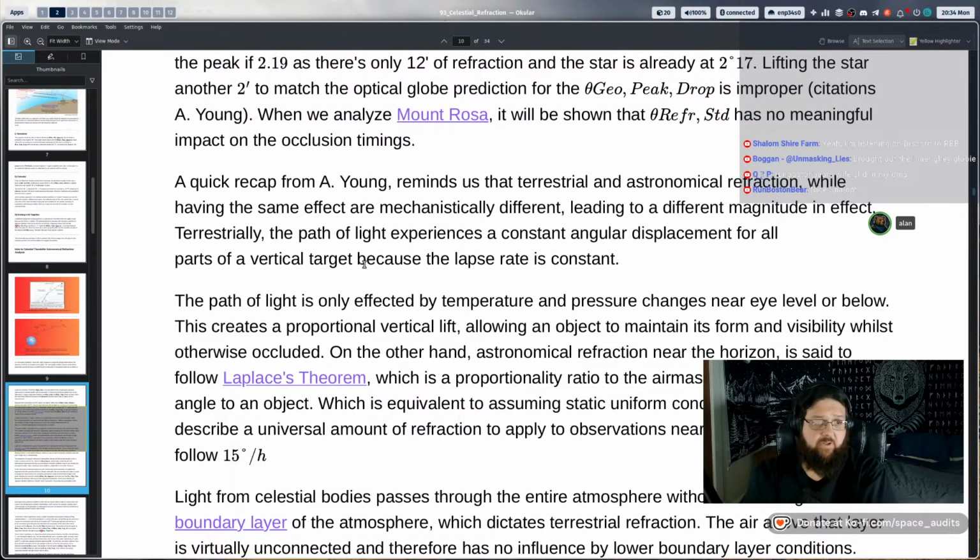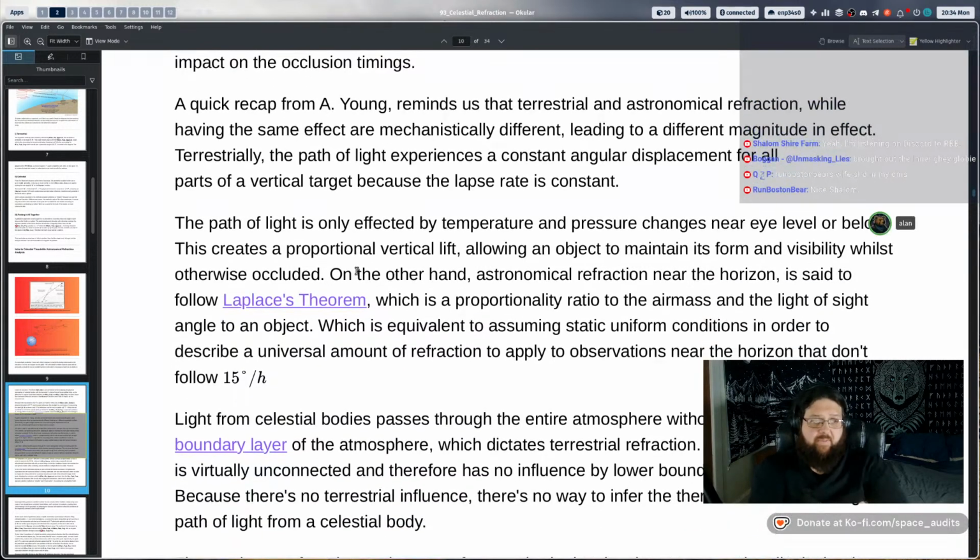A quick recap of Young reminds us that terrestrial and astronomical refraction, while having the same effect, are mechanistically different, leading to a different magnitude in the effect. The terrestrial path that light experiences is a constant angular displacement for all vertical parts because of the constant lapse rate. The path of light is affected by the temperature and pressure changes near eye level or below. This creates a proportional vertical lift, allowing an object to maintain its form and visibility when it would otherwise be occluded.